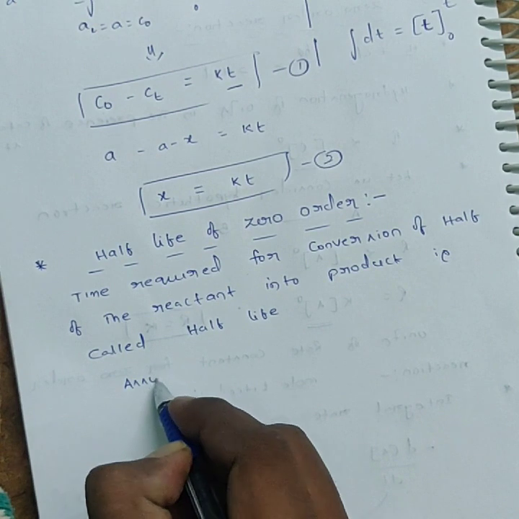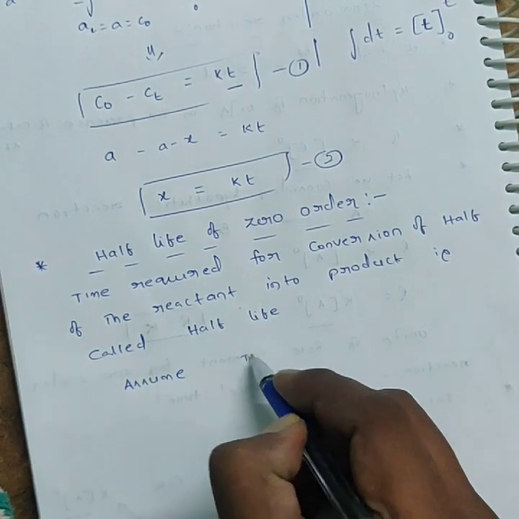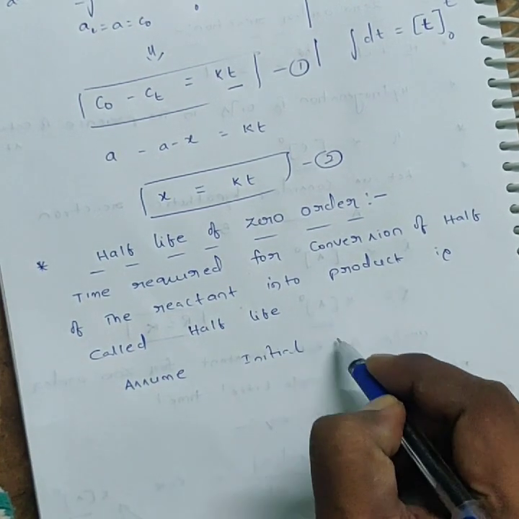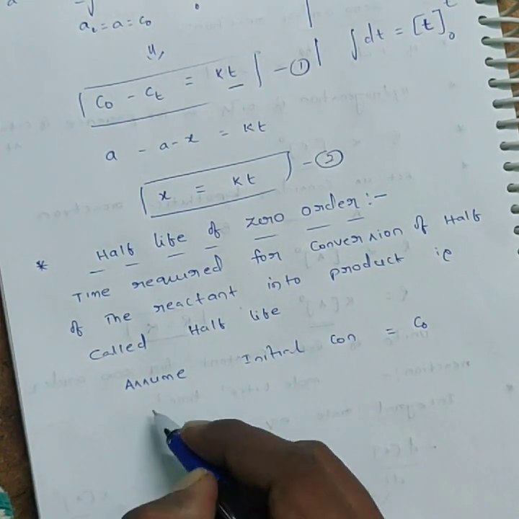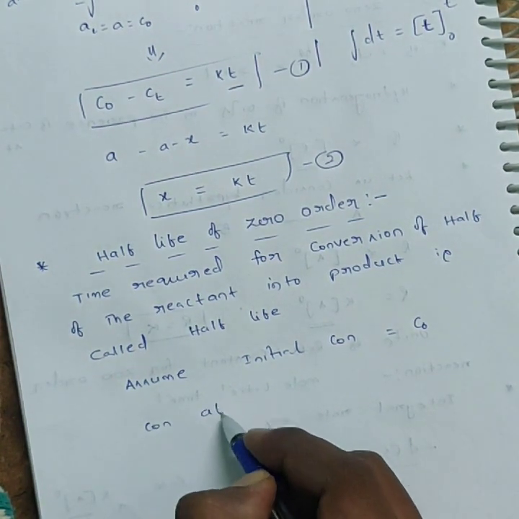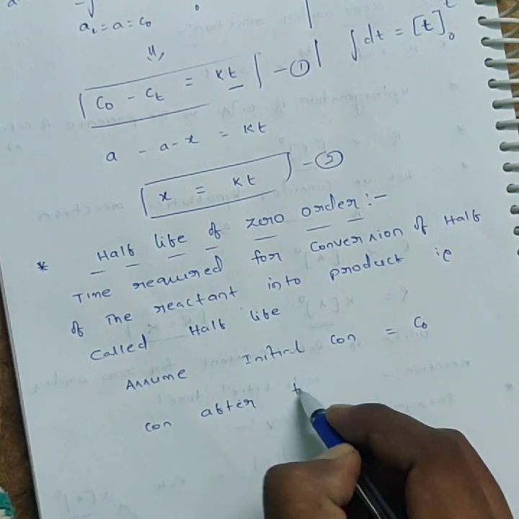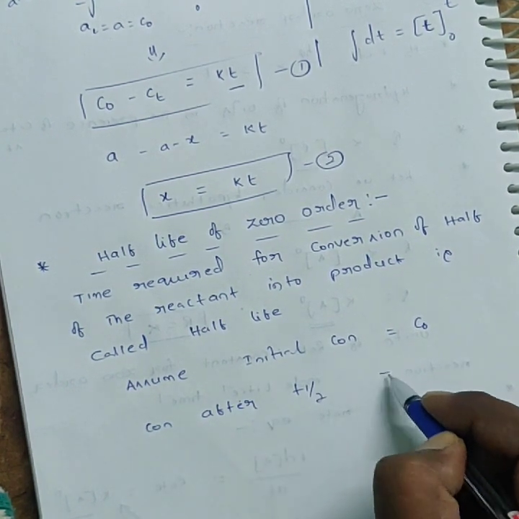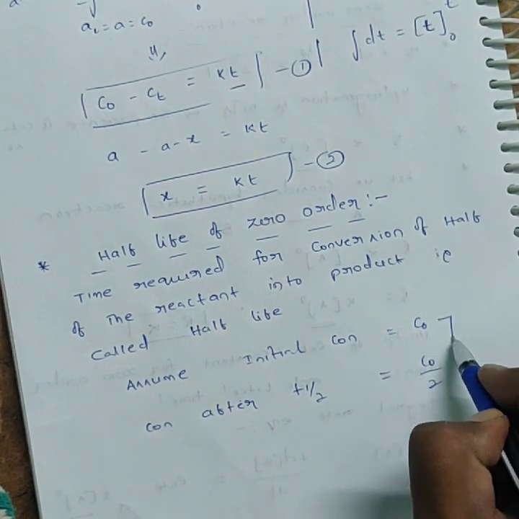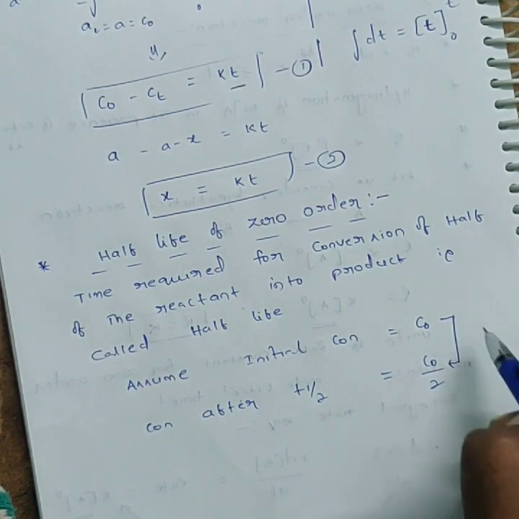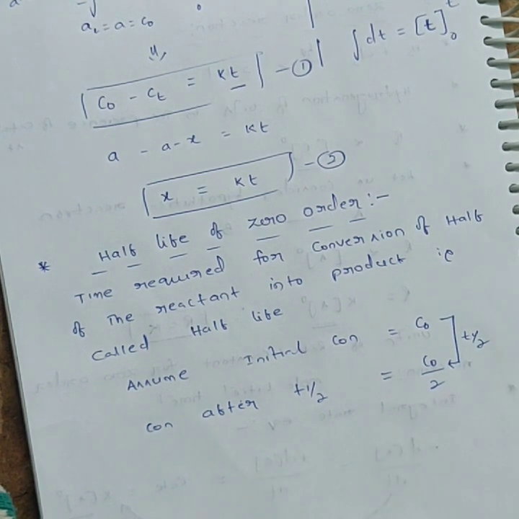Assume initial concentration as C0. Concentration after t-half is nothing but C0 by 2. Am I right? So to go from C0 to C0 by 2, the time required will be t-half.